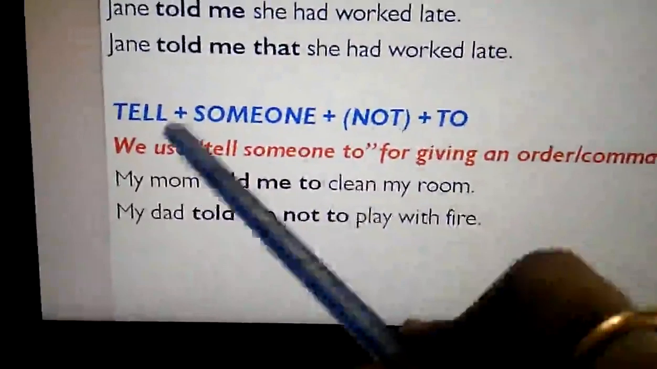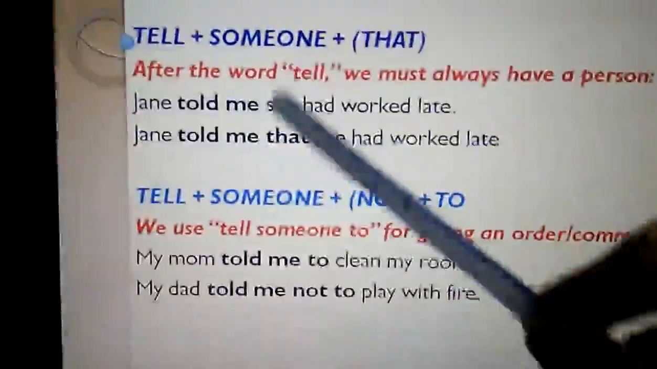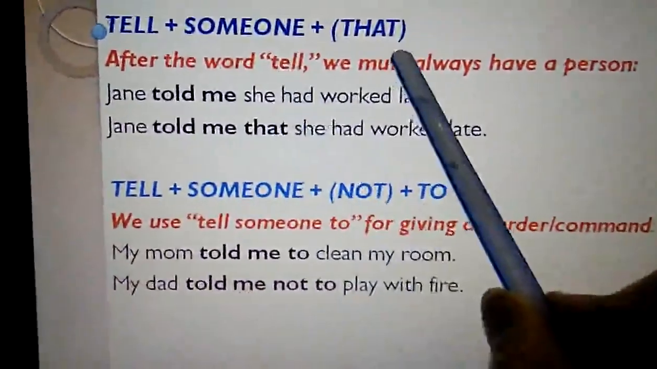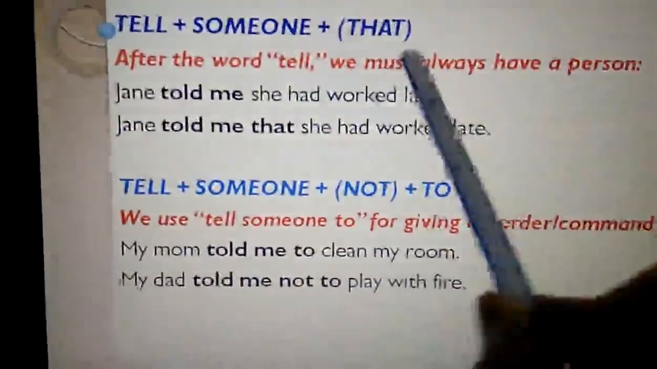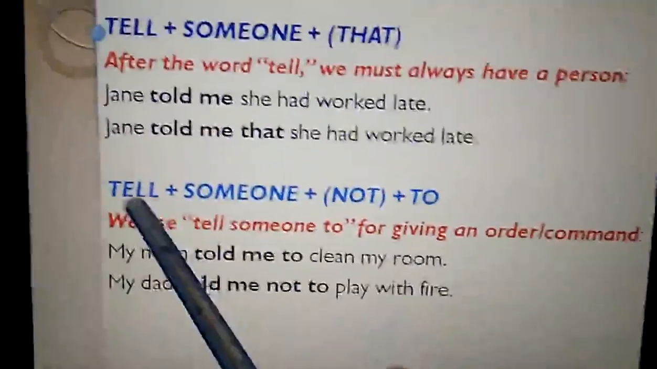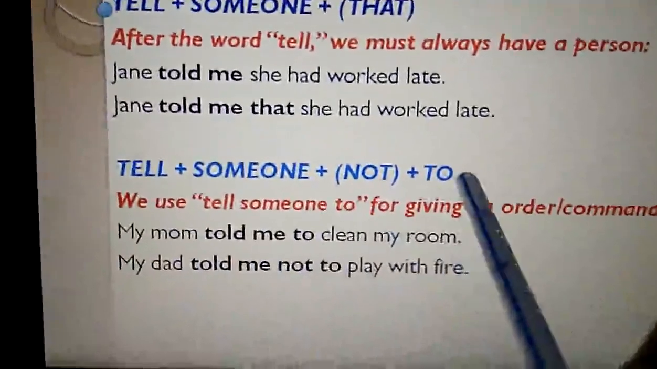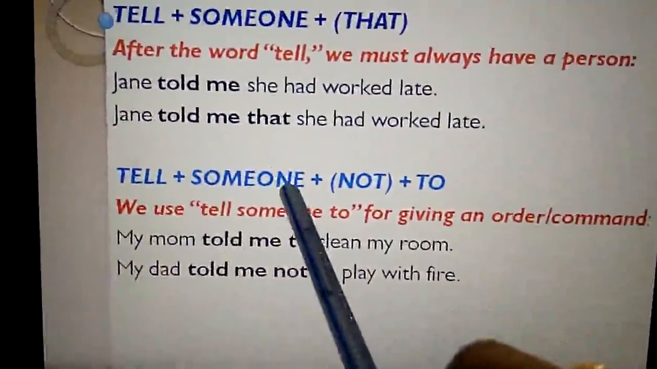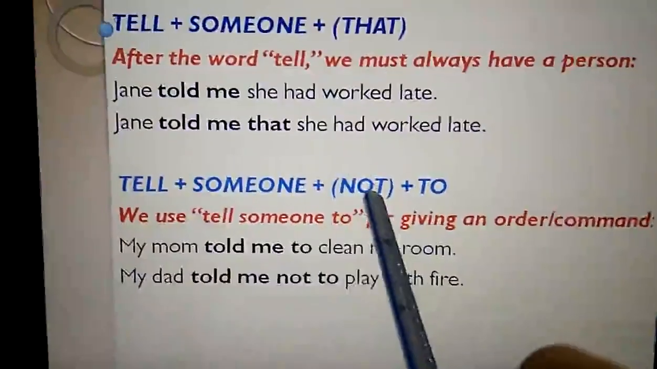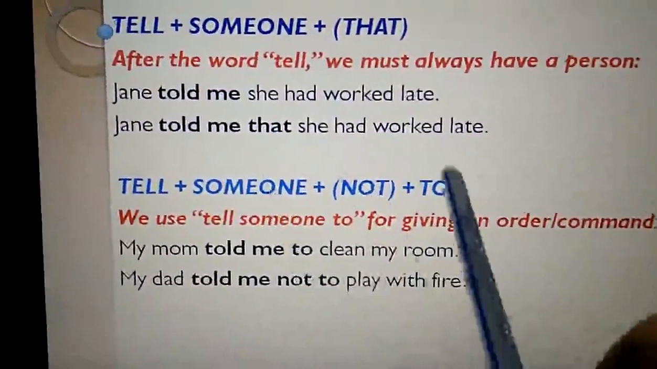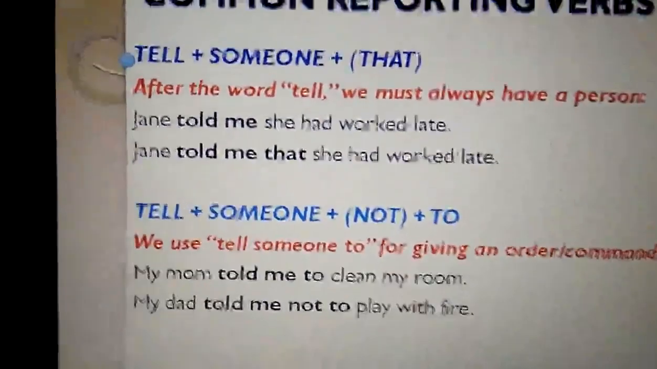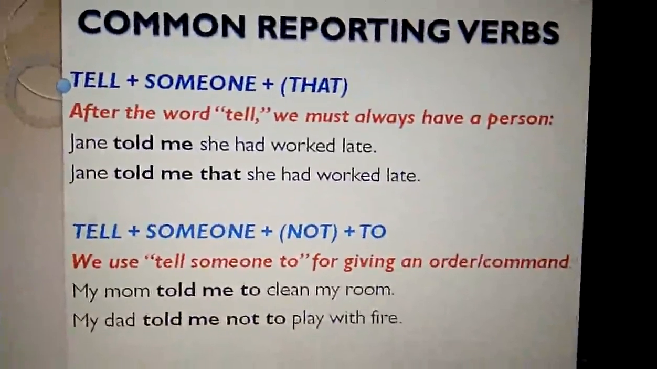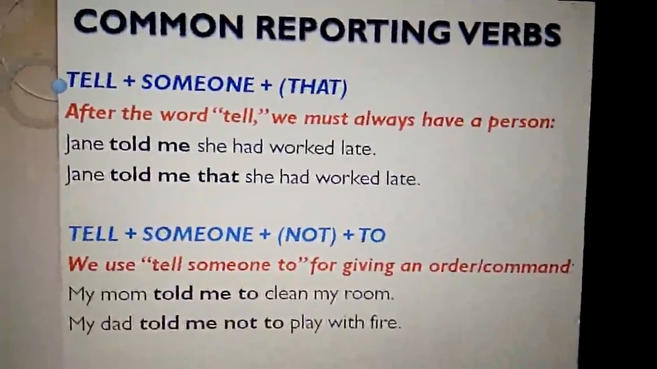So when you are using the reporting verb tell, we have two patterns that we follow. One is tell plus someone plus that. That is optional. The second pattern is tell plus someone plus not plus to. That means in a sentence, after the reporting verb, we have to add a person, and if it is negative, we have to use the negative form, or else we add the to infinitive form. So these are the two patterns which we use when we are using tell as a reporting verb.